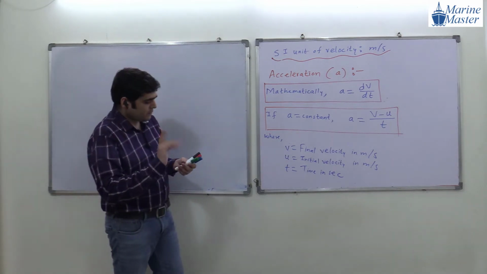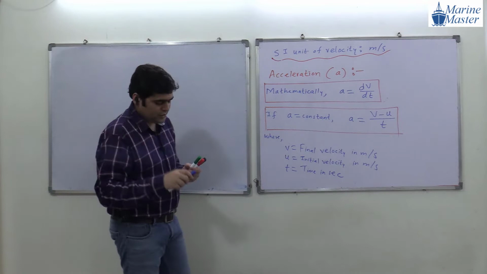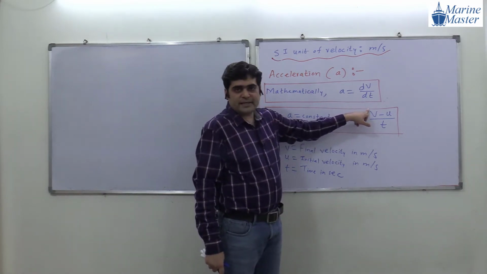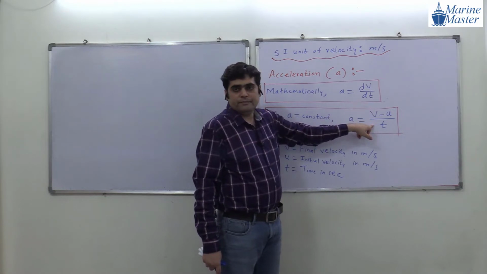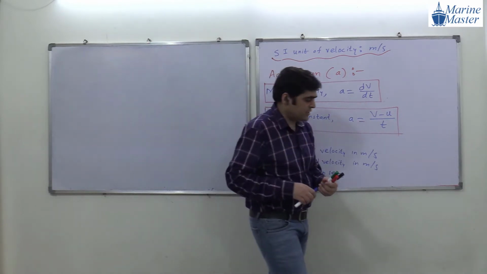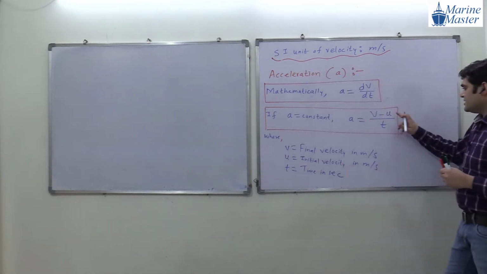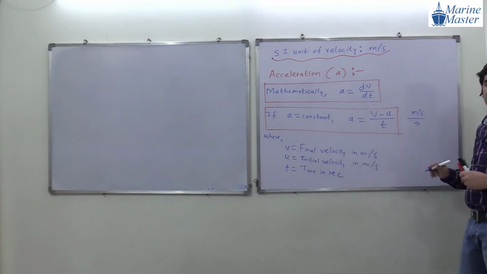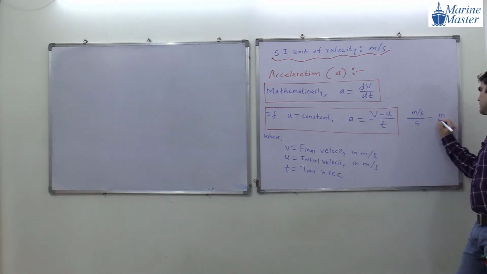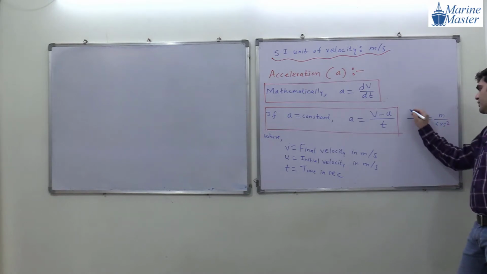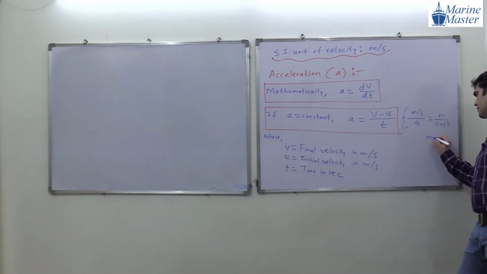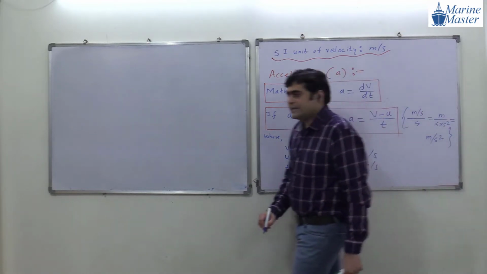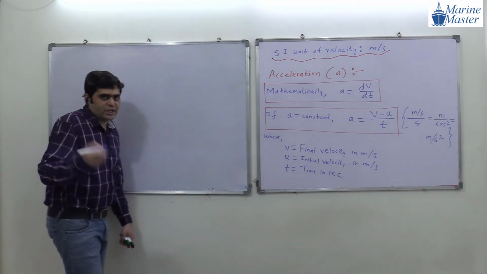Now what will be the SI unit of acceleration? See, the unit of velocity is meter per second. The unit of time is second. So this is meter per second divided by second, which is meter per second into second. What will the unit become, guys? Meter per second square. Everyone getting my point? So what will be the SI unit of acceleration?